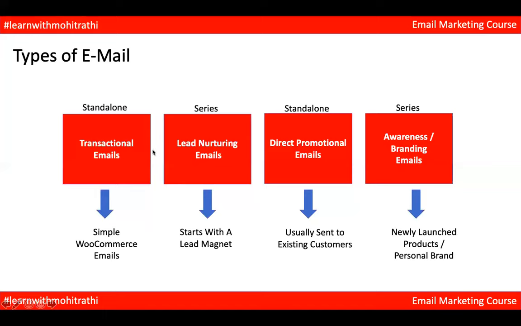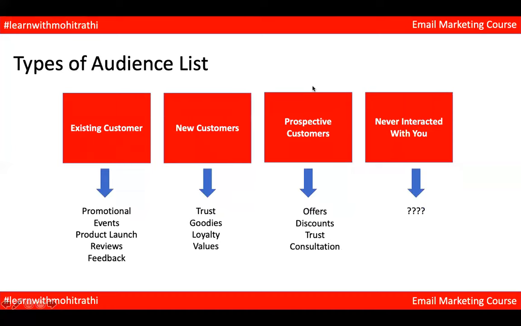Okay, guys. So understand, whenever you are running email marketing campaigns, a standalone email is nothing but a single email that goes across. And then a series, what is a series? A series is nothing but a set of emails that is going to go across, email 1, email 2, and that is going to be automated. Okay, cool. Now, since you have understood the types of emails, you need to also understand the types of audiences.